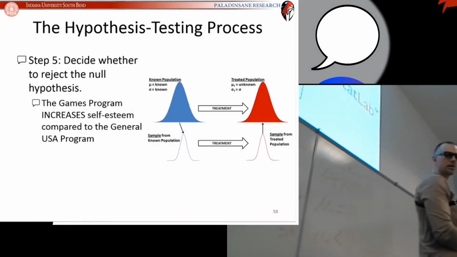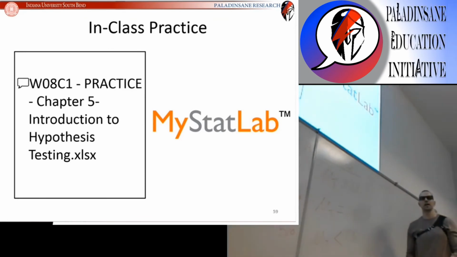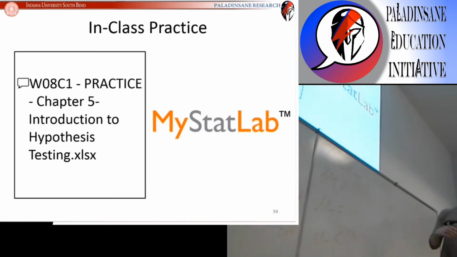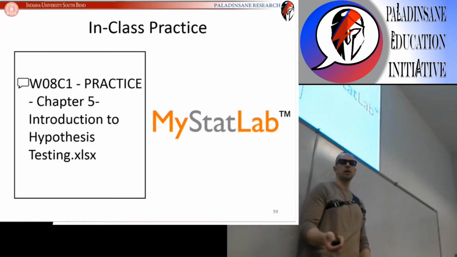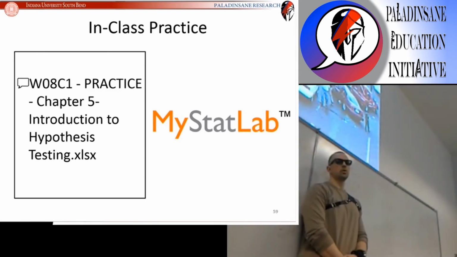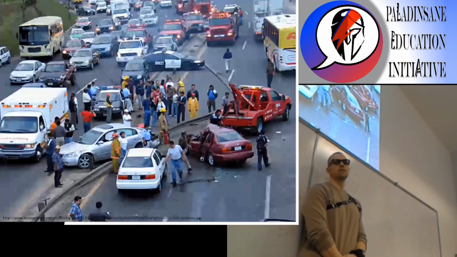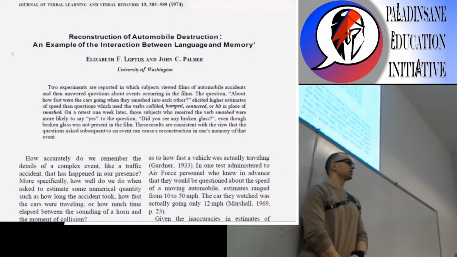So what I want to do now is turn it over to some in-class practice time. We have like 25 minutes left. This is a good chunk of practice. There are two questions that we have for this practice session. One of them has to do with eyewitness accounts of car crashes. This was a very influential study done by Loftus and Palmer that basically changed the way that psychologists think about memory. So there's the setup for this.